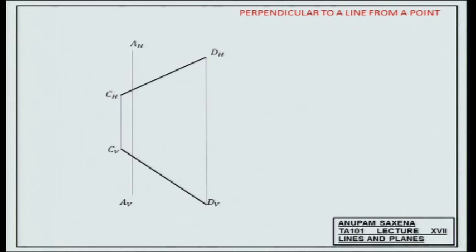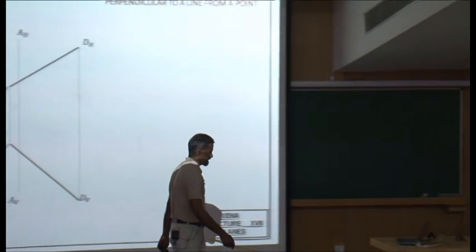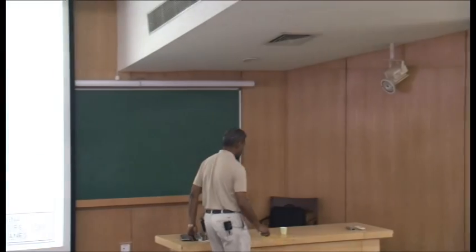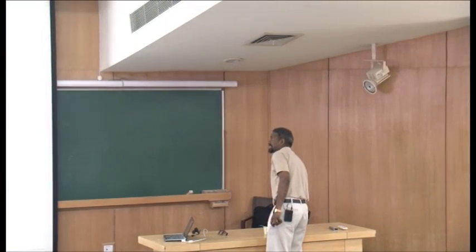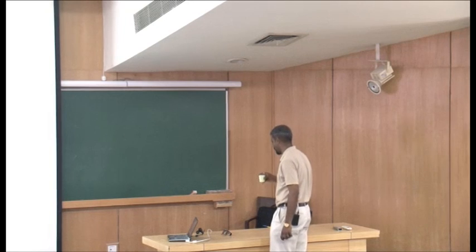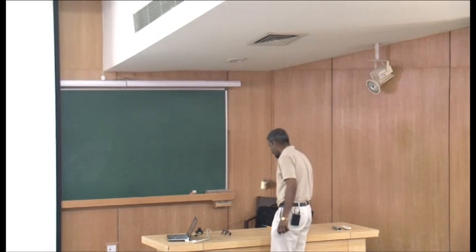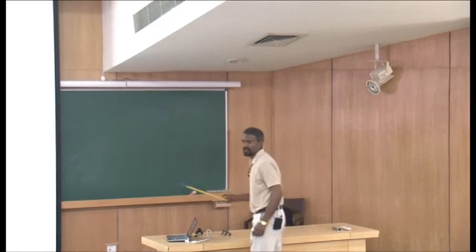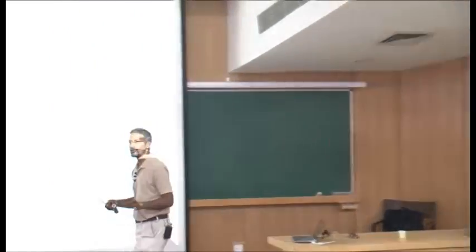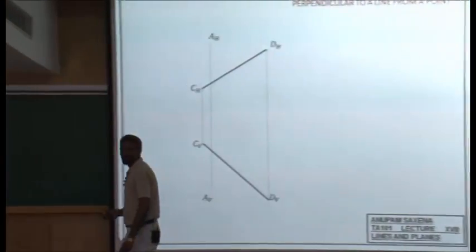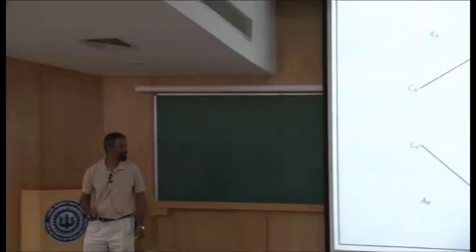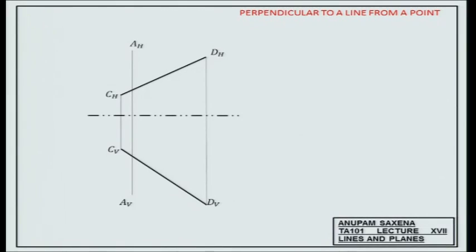Next, perpendicular to a line from a point. You got the projections CD in the horizontal plane and vertical plane, and you also got the projection AV and AH in both planes. I'm doing a Dhoni here, so I'm trying to make runs fast. Okay, hinge line.